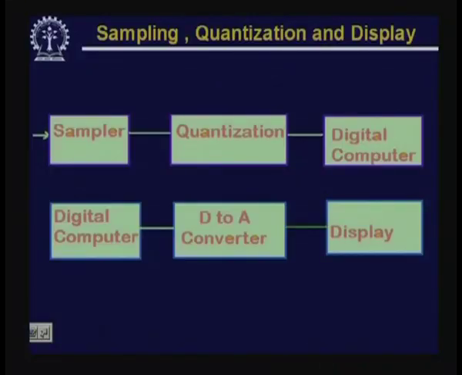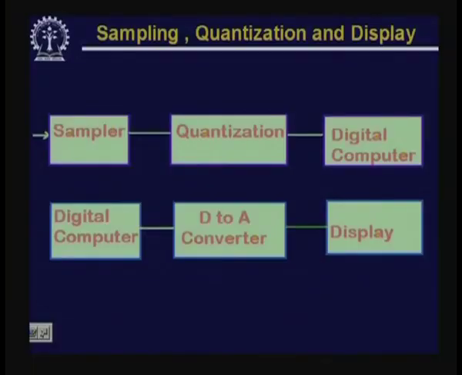While digitizing, first we have to sample the image by a unit which is known as a sampler. Then every sample value we have to digitize, the process known as quantization, and after quantization we get a digital image which is processed by the digital computer. And when we want to see how the image looks after the processing is complete, it is the digital computer which gives the digital output. This digital output goes to the D to A converter, and finally the digital to analog converter output is fed to the display, and on the display we can see how the processed image looks.